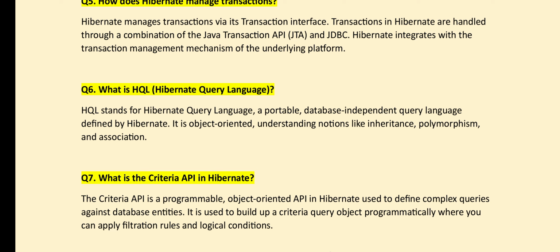What is the Criteria API in Hibernate? The Criteria API is a programmable, object-oriented API in Hibernate used to define complex queries against database entities. It is used to build up a criteria query object programmatically, where you can apply filtration rules and logical conditions.